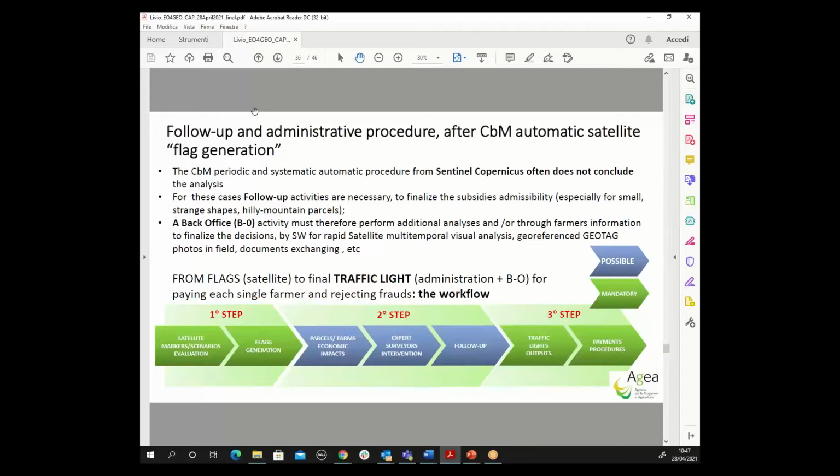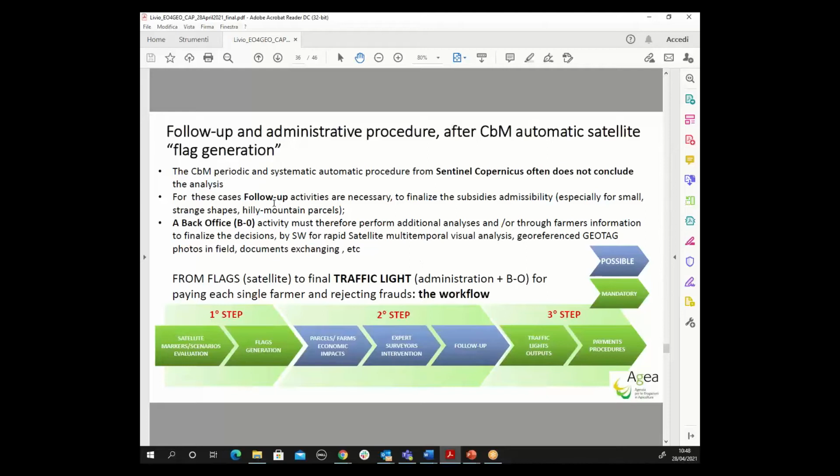Finally, when the satellite finalizes its work, there is a follow-up administrative procedure to check if the satellite gave a correct response and goes directly to payment, or if there is some doubt and the parcels are called yellow parcels. That must be performed as an additional analysis through the back office, which uses visual interpretation or other means, such as photos or ground survey, to finalize and complete the analysis for the farm.